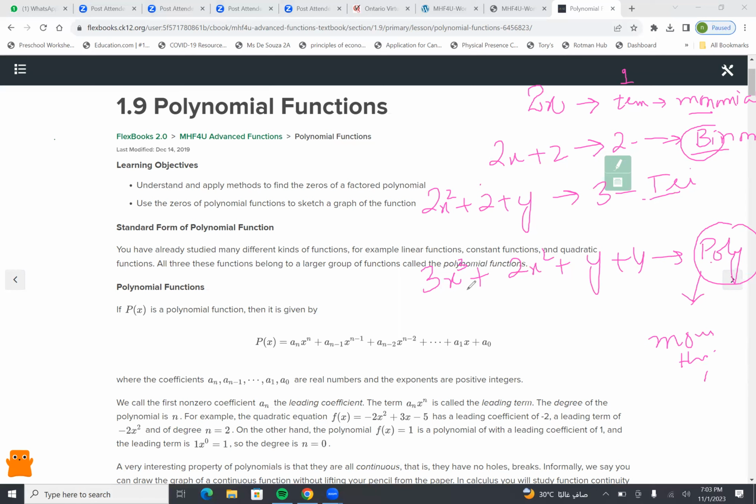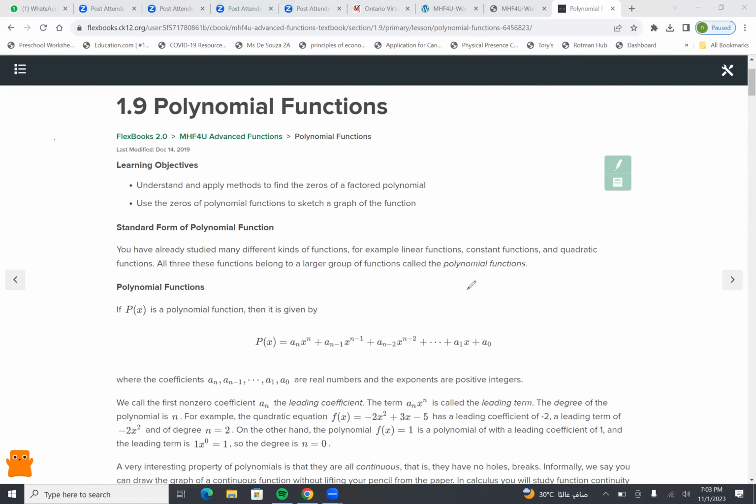There's a word called degree. What is the meaning of degree? The highest power. Not only power, the highest power. The highest power of any equation is called degree. So if I have the number, I'm going to write it over here, 5.